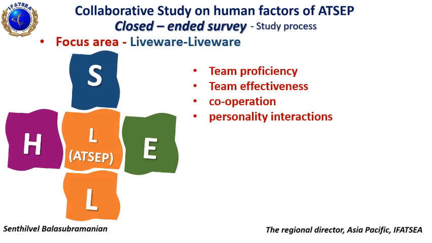Liveware-liveware. Individually we may train the ATSEP as proficient or competent, but mostly they work as a team. So we need to see what all the factors affect them to be a proficient team, and also how they are able to share their job responsibilities and work as a team effectively, and how they are getting the cooperation from the various stakeholders, and how they are able to interact with their stakeholders, regulators, and other non-ATSEPs.